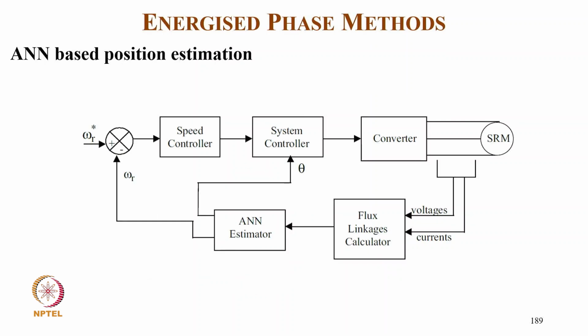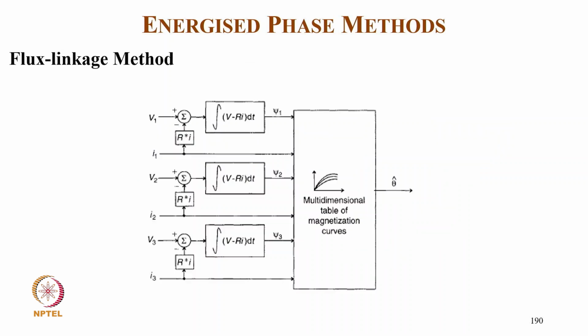This is ANN based position estimation. We are sensing current and voltage and estimating with a flux linkage calculator. Then we have an ANN estimator from which we get speed and position, and we have a reference speed. That goes to the speed controller, which outputs the system control with the position. We get the signal for the converter driving the switched reluctance motor.